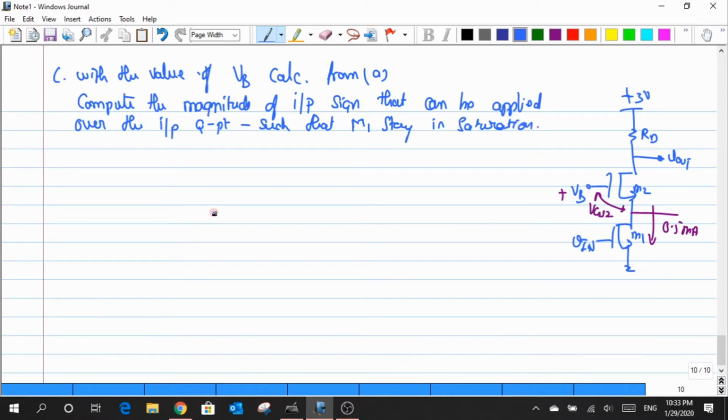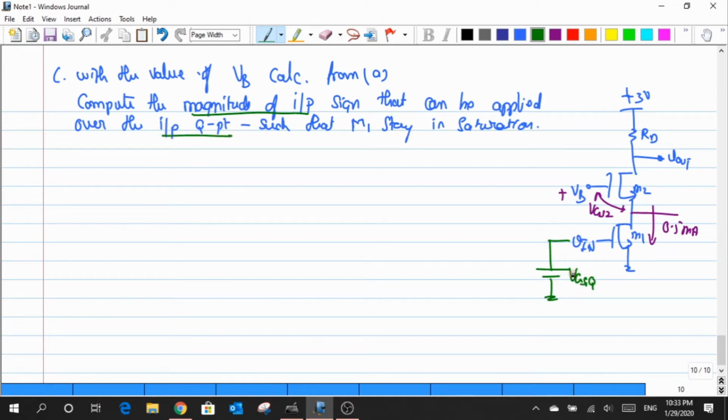The whole point is how we would compute the magnitude or the peak value that I can have across the input signal. First of all, we need to know that there is some sort of VGSQ. That is what has been defined.